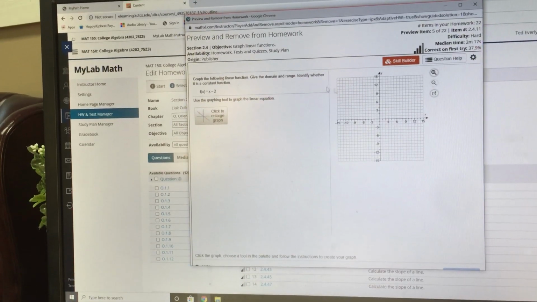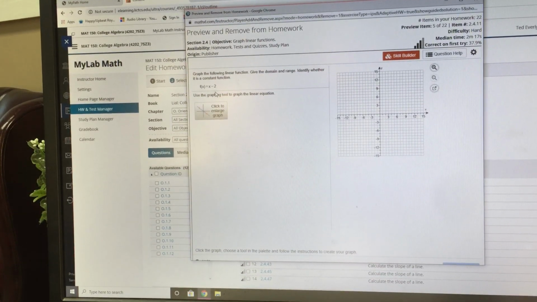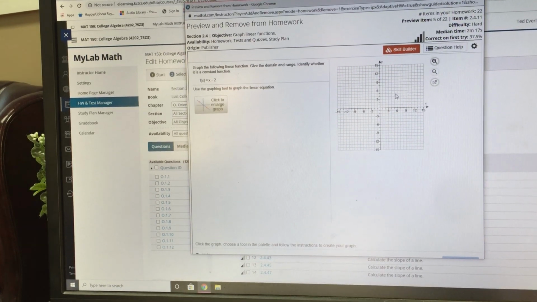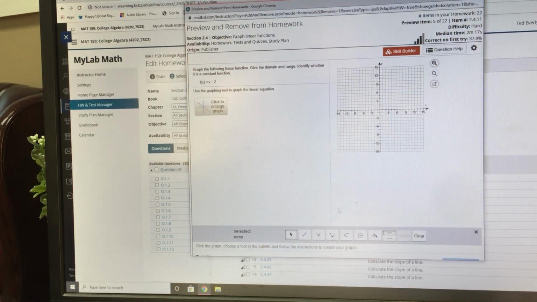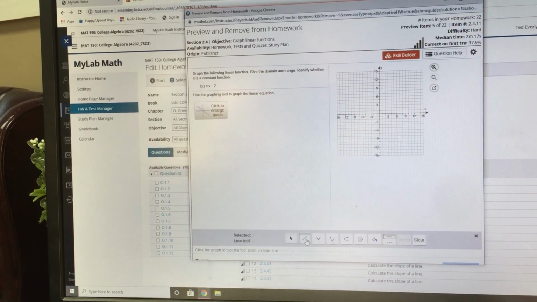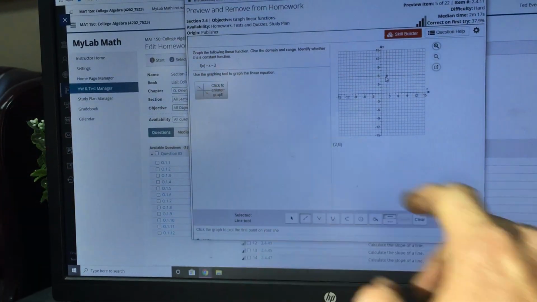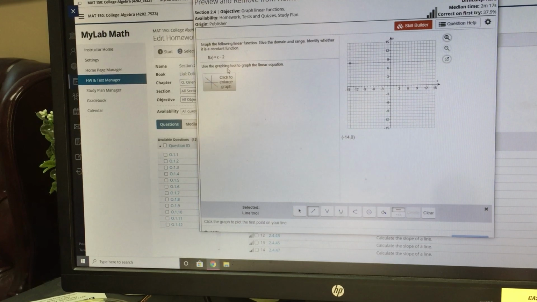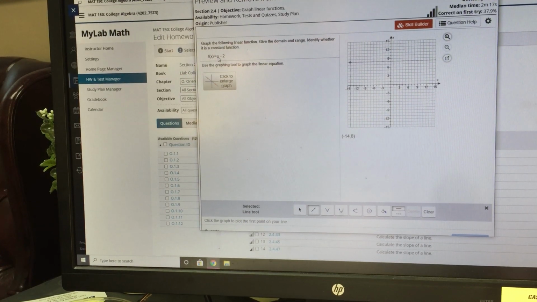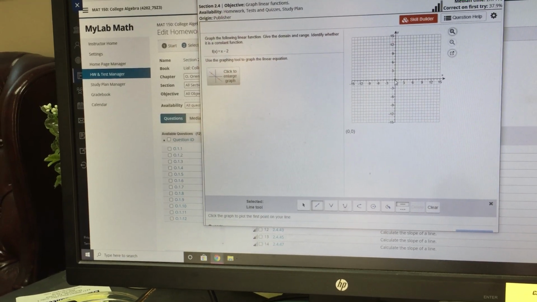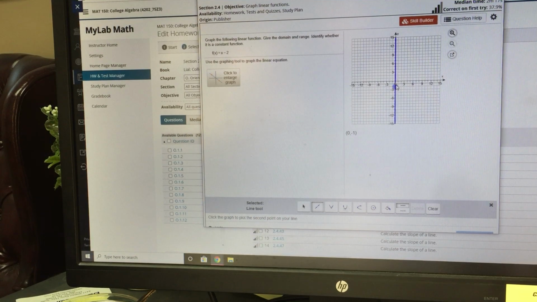We want to graph the following function and give the domain and range. As I graph this, I'm just going to click on the graph and tell it that this is a line, and then all I have to do is pick 2 points. I'm going to put 0 in for x. What's 0 minus 2? It's negative 2. So I'm going to stay on 0 for x and go down 2, which would put me right there.